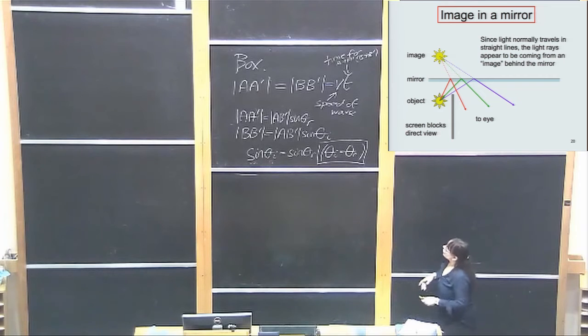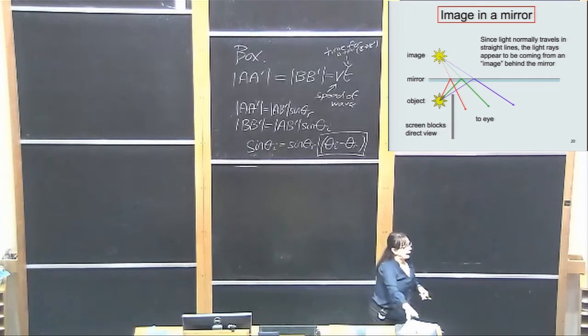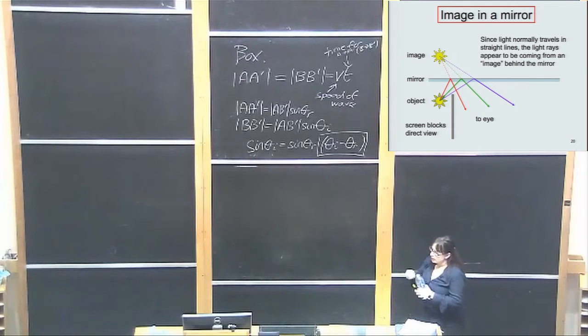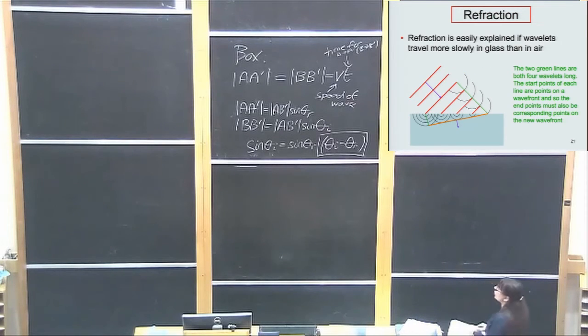Okay, what about refraction, according to Huygens? It turns out refraction is quite easily explained if wavelets travel more slowly in the medium, so glass, for example, than in air. So, again, I've drawn a few wave fronts coming in, these red lines.